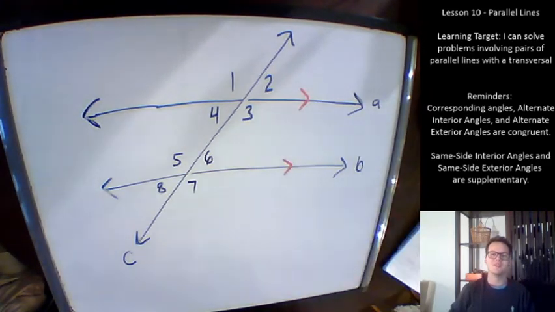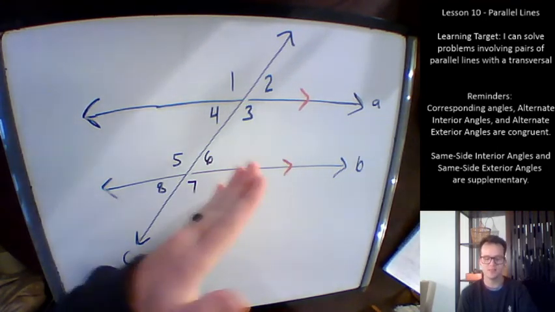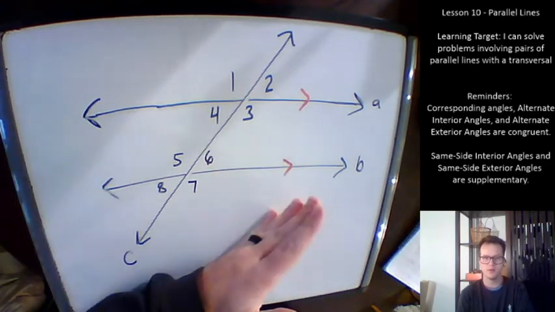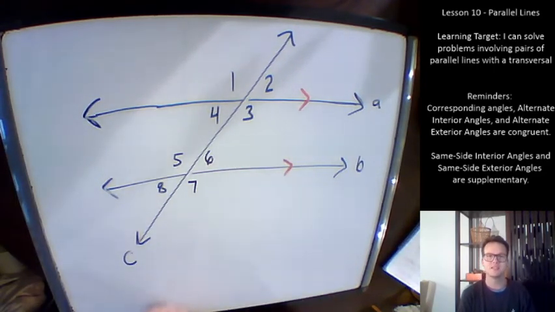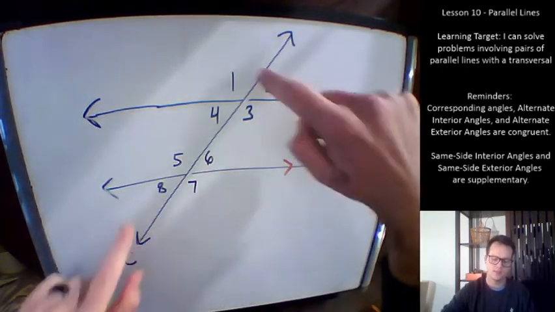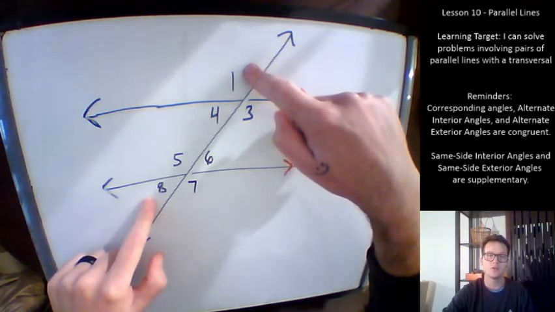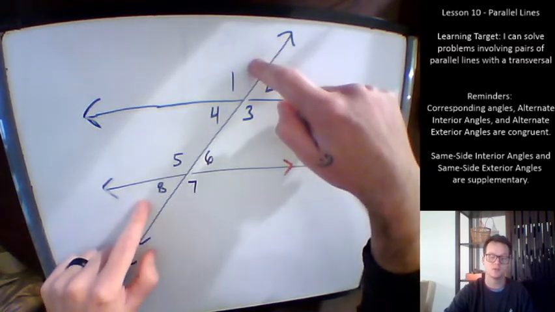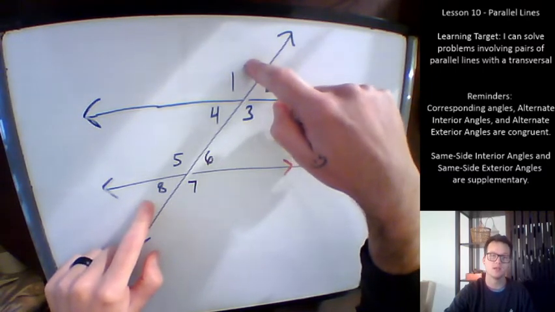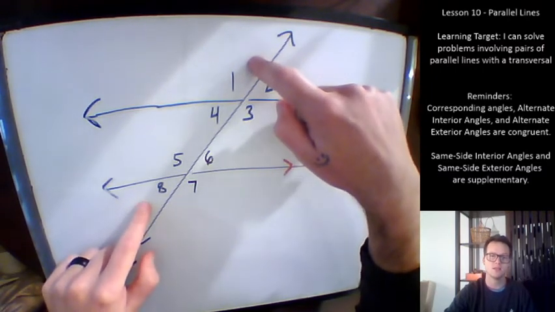Relationship number 4, so 2 to go. We have same side exterior angles. Let's try to interpret that a little bit. Same side means same side of the transversal, either both on the left or both on the right in this case. And exterior means outside. So for our example here, we'd say angle 1 and 8 are same side exterior angles. They're on the same side of the transversal, but they're on the outside of the parallel lines. So angle 1 and 8, same side exterior angles.